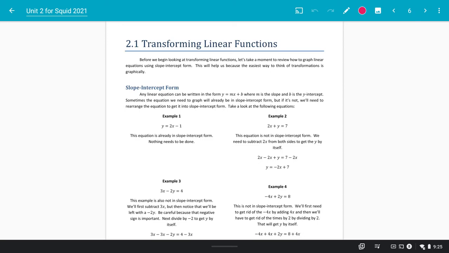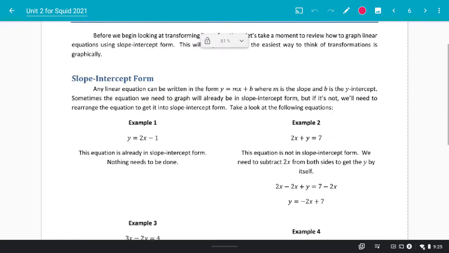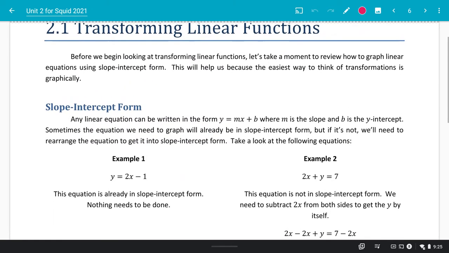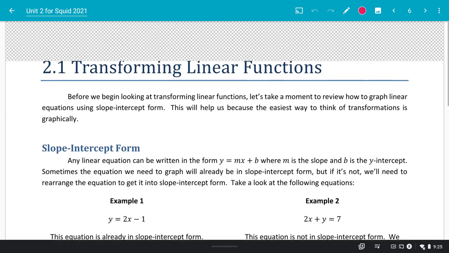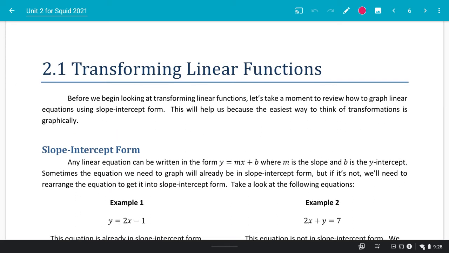I hope that this is a little bit of review for you, but if it's not, it's no big deal. We'll teach it like you've never seen it before. First of all, we're going to be transforming linear functions, but before that, we're going to graph linear functions.